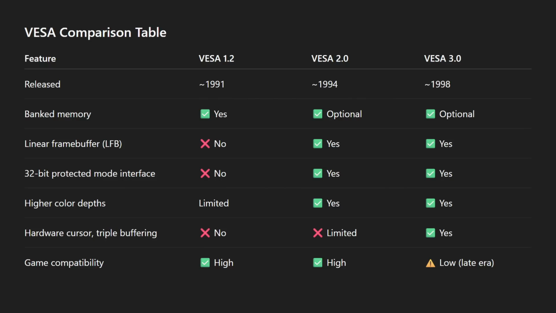Then we have 32-bit protected mode interface, which is supported by VESA 2.0. So it was much easier for game developers to reach into the graphics hardware from protected mode. In VESA 2.0, we also have higher color depth and more resolutions.